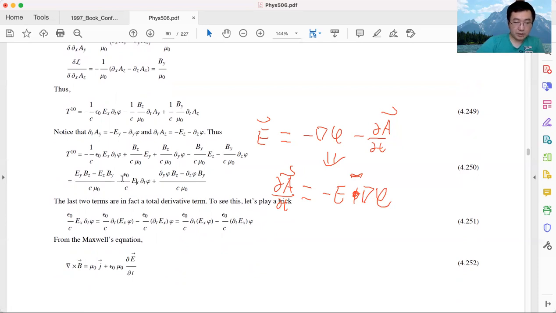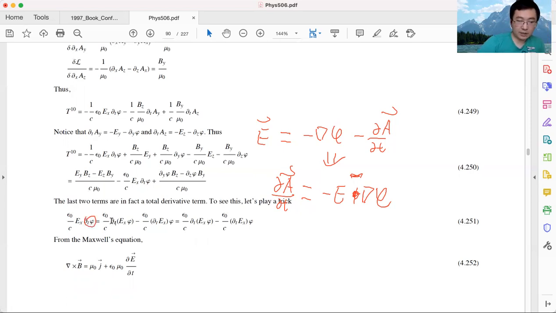First, let's look at this term. Let me copy it down here. For this one, I can rewrite this term. Okay, so this is the trick. The trick here is that in this term, I only have a time derivative for phi.